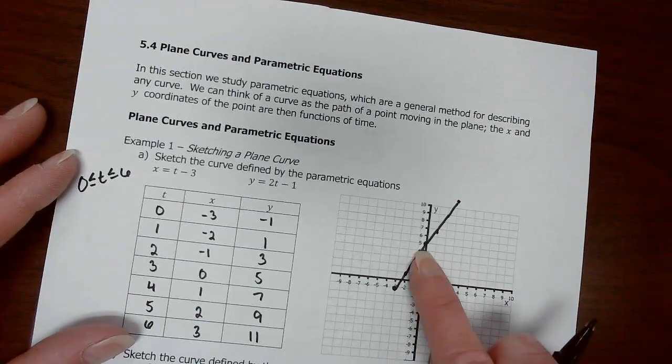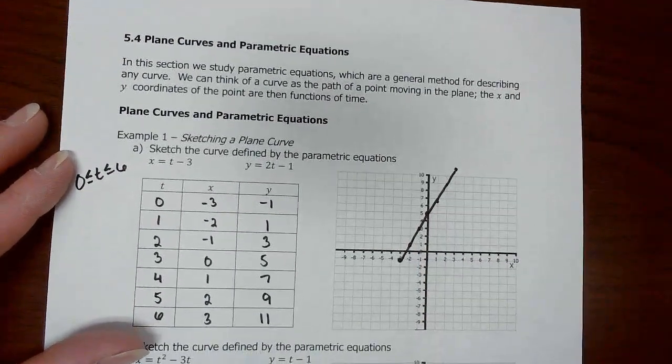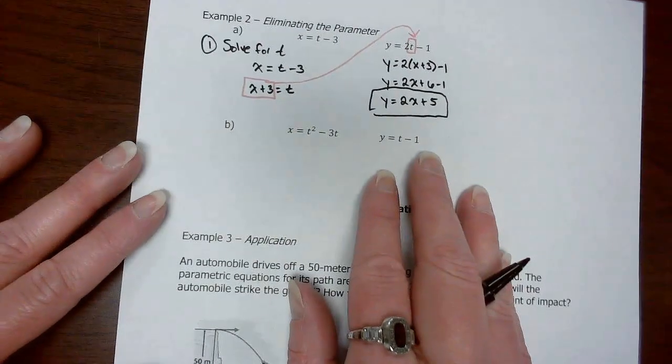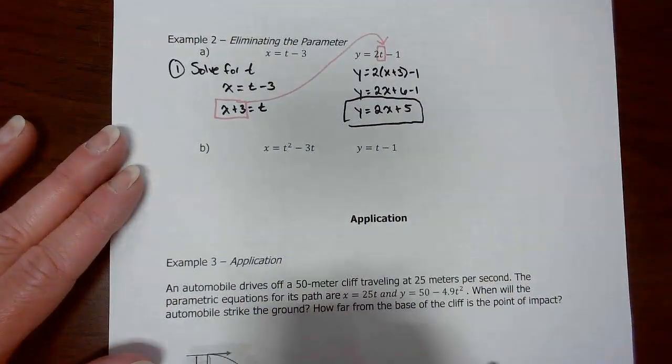Does that match 2x plus 5? Well, my y-intercept was at 5 and the slope was 2. It does. So it's just a different way to represent it. Let's look at this next one.